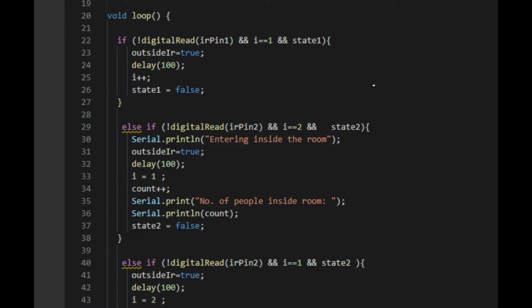In void loop, this part of the code checks if the first IR sensor is blocked by the user. If it is, then the voltage across the data pin will be close to zero, or digital low. Then the i value is incremented by 1. This is done to keep track of whether someone is trying to enter the room or exit the room.